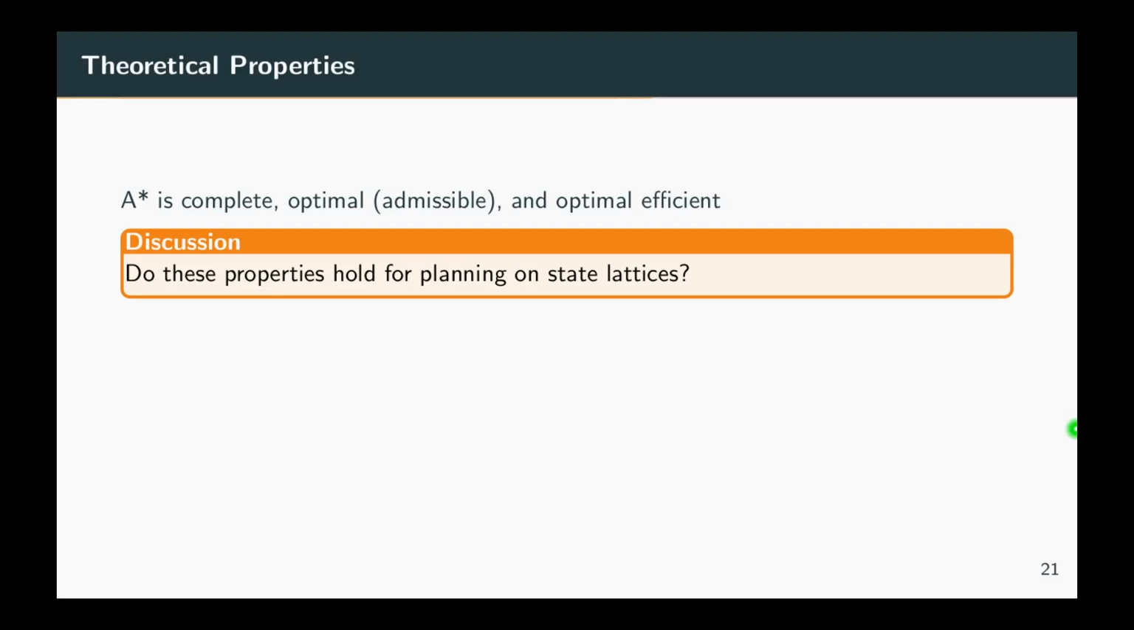Exactly. And what about completeness then? So the definition of completeness was the algorithm will find a solution if one exists. And it's probably the same for the given motion primitives. It will, if there's a solution for these motion primitives. Yep.